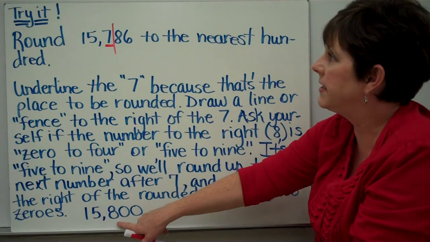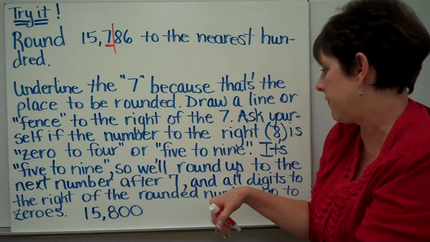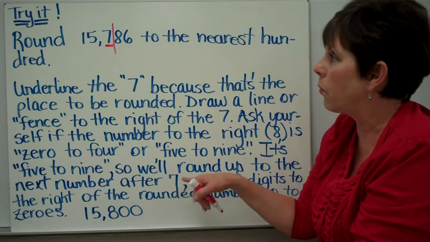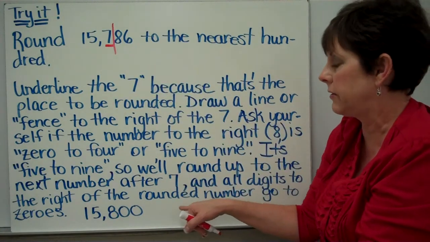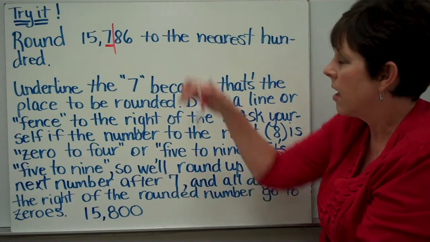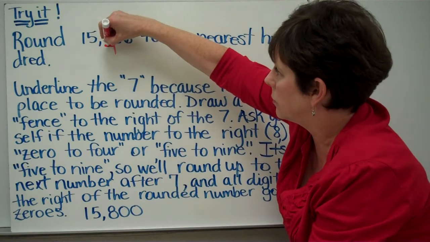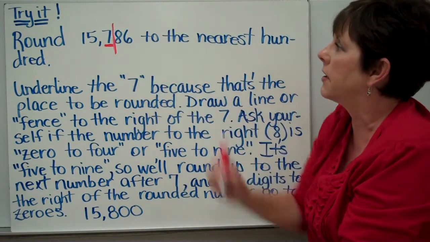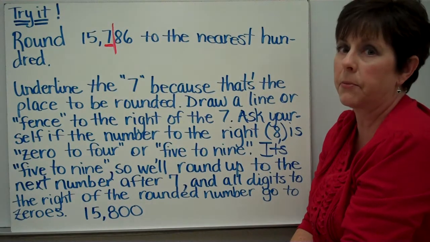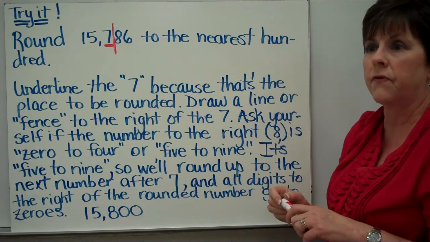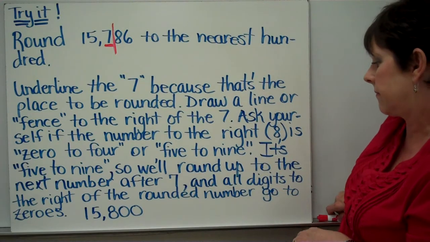And all the digits to the right of the number that is rounded go to zeros. So we would round this number to the nearest hundred as 15,800. Remember that you look at the number that you're supposed to be rounding, you draw your line or your fence, look at the number to the right of the number to be rounded, and ask yourself the question, is it 0 to 4 or is it 5 to 9?